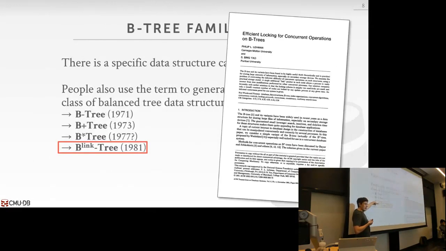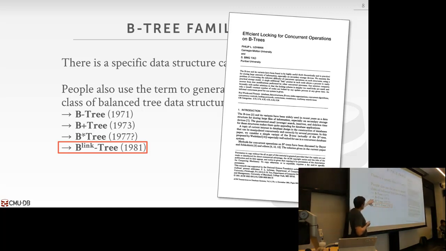And this was actually invented here at CMU. This is the paper that describes it, written by Phil Lehman. That dude still works here. He's in the dean's office. So if you love this lecture, you can go talk to him. Every time I see him, I say, we discussed the B link tree in my class, and he's like, oh, that paper's right. So 40 years later, it's still around.